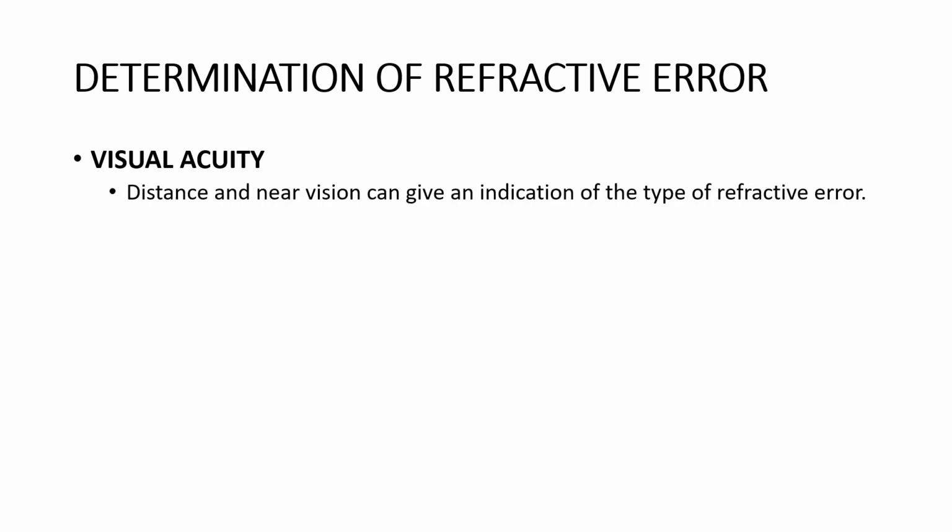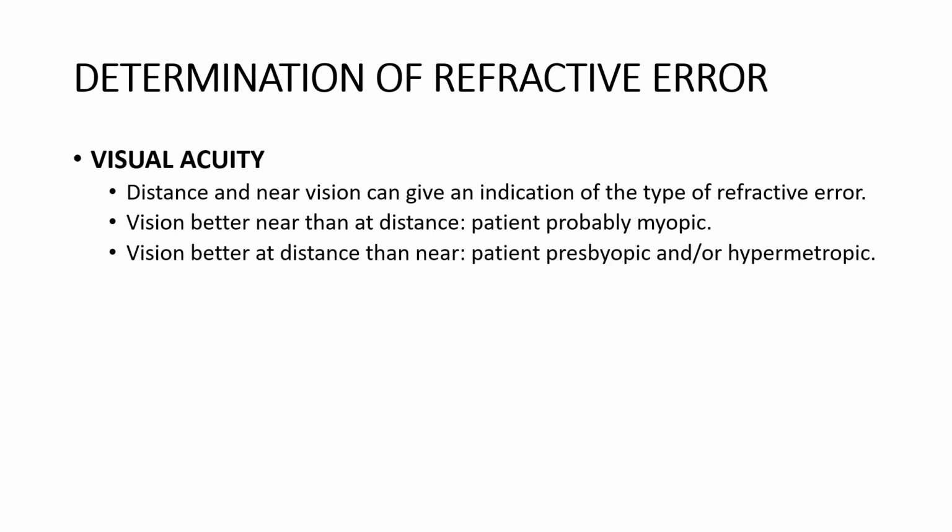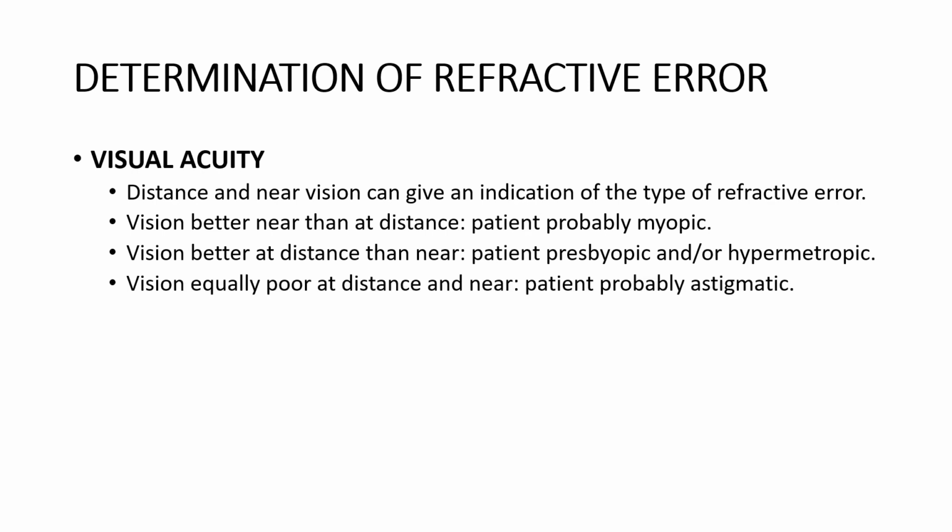Then to determine the extent of refractive error, first of all, visual acuity. So distance and near vision can give an indication of the type of refractive error. So if the vision is better near than at distance, the patient is probably myopic. If the vision is at distance better than near, the patient can be presbyopic or hypermetropic. And if vision is equally poor at distance and at near, the patient probably has astigmatism.